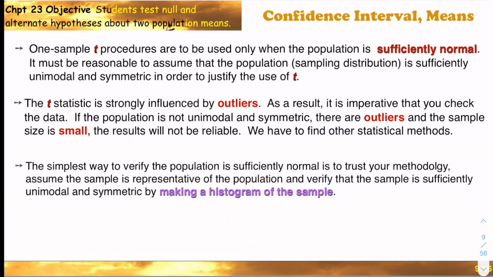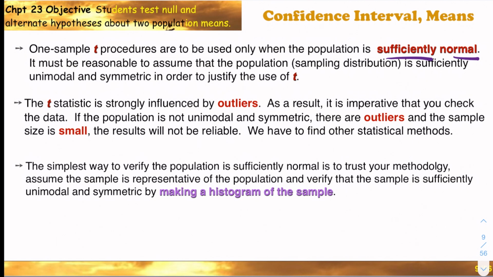So one sample t procedures are to be used only when the population is sufficiently normal. It must be reasonable to assume that the population, our sampling distribution, is sufficiently unimodal and symmetric in order to justify the use of t. The t statistic is strongly influenced by outliers. So as a result, it's imperative that you check the data.